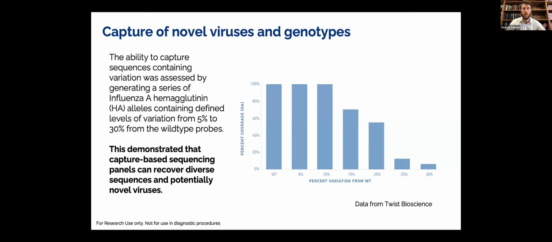What that allows you to do is to pull out things from known viruses that are somewhat distantly related. It might be a new serotype, it might be a new subtype of a virus that hasn't been described before, but using a panel-based approach, you are enabled to report that, to describe it, and that can then inform design of qPCR or other strategies down the line for more focused diagnostics. So a panel-based approach can recover diverse sequences and potentially novel viruses.